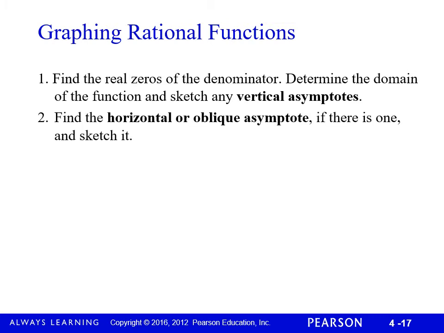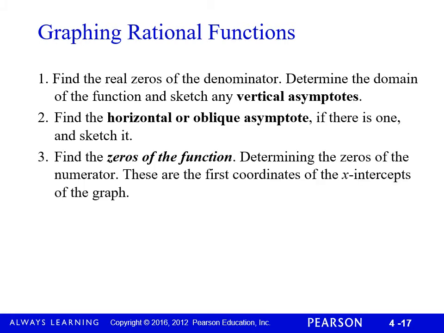Then we're going to find if there are any horizontal or oblique asymptotes, and we know how to do that now. We compare the degrees. If the degrees are the same, it's the coefficients. If the numerator is less than the denominator, the degree, then it's y equals 0, or the x-axis. And if the numerator is greater than the denominator, then there is no horizontal asymptote. And if it's only 1 degree greater, then it's an oblique asymptote, and we have to do the long division. Not very fun, I know.